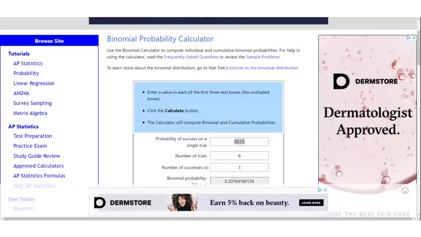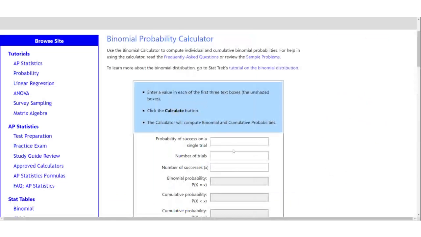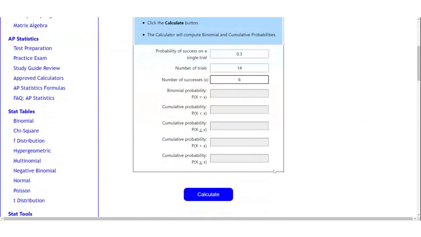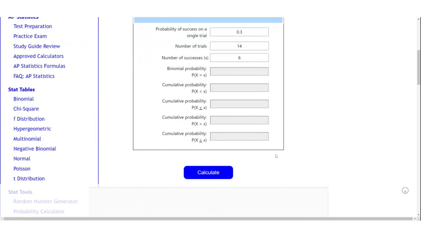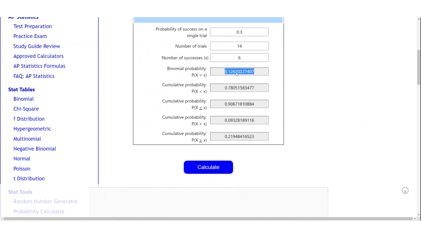All right. So now, as we said, back on the board, I had, what was it? The probability of success was 0.3. The number of trials was 14. And the number of successes was 6. All right, now notice they got 5 different ones, and they don't know which one you're going to need, so they're going to give you all of them. All right, so there's the one right there for the exactly 6. 0.126. You see, it's the exact same thing.